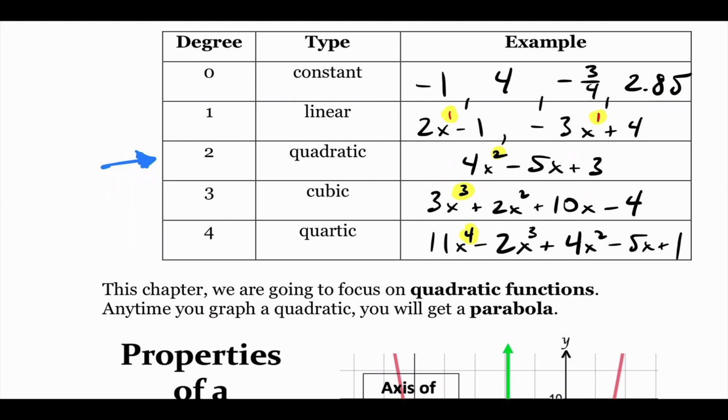First chapter, the one you just took, we saw a lot of constants and linears. That was the first chapter. You guys done with that? We took the test. We're done with that. Now this chapter is quadratics. Next chapter will be cubics and quartics.